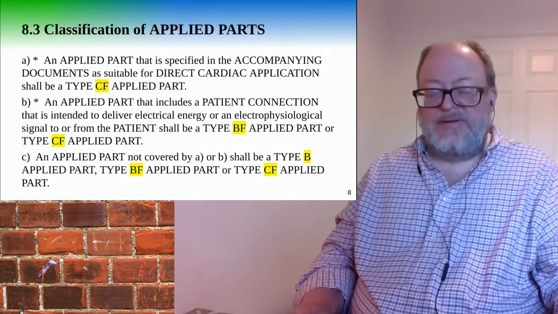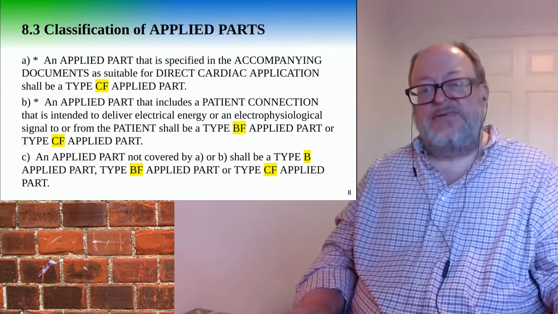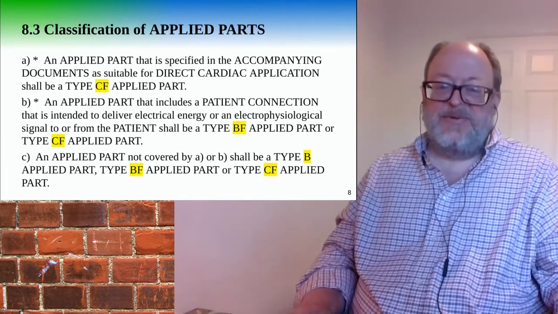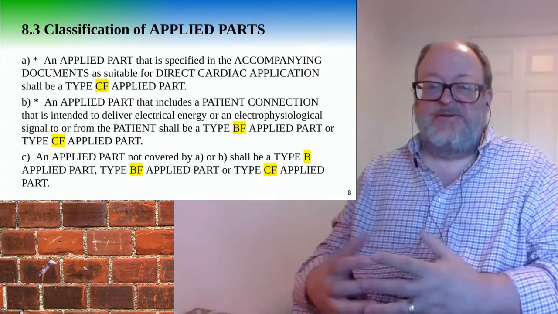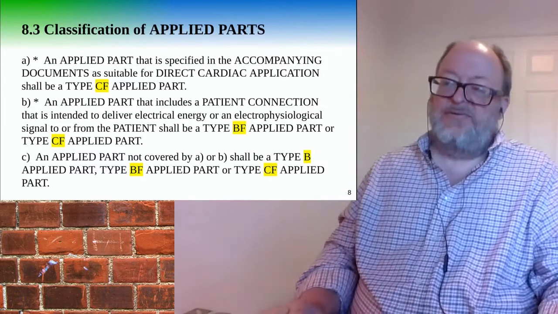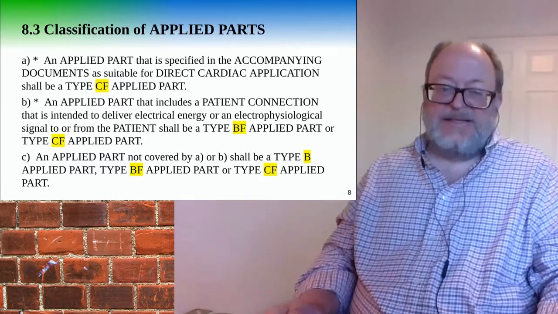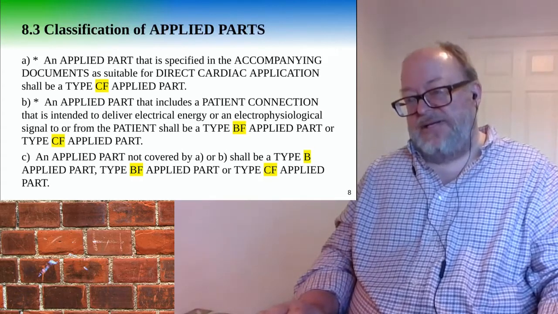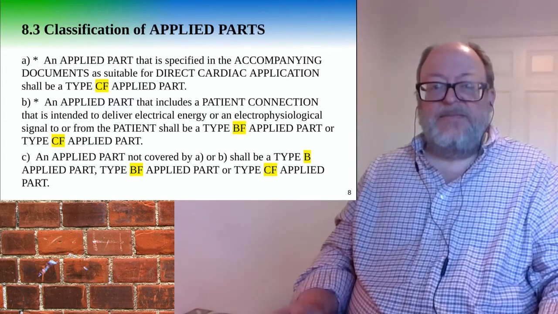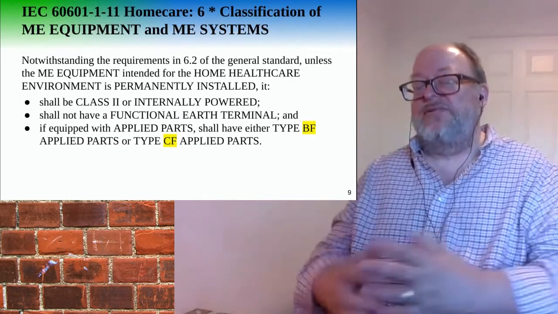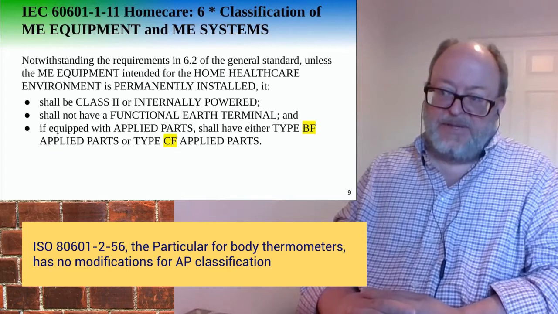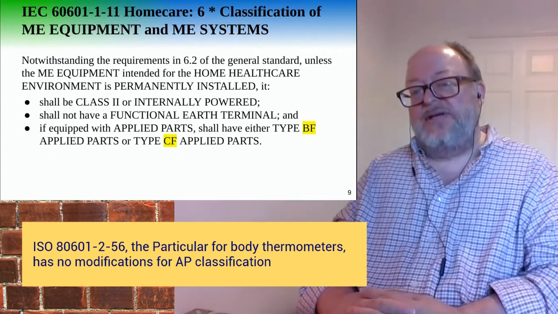8.3b talks about constraints in that there's patient connections that are intended to deliver electrical energy or an electrophysiological signal to or from the patient, in which case you have to be F-type, BF, or CF. Now, for a thermometer, we are getting from the patient an electrophysiological signal, the temperature. 8.3c is if a and b didn't apply, then we could be anything we want, including type B. With particulars and collaterals, you could see additional requirements superposing the c catch-all. In fact, 1-11 for home care talks about applied parts having to be F-type, BF, or CF.